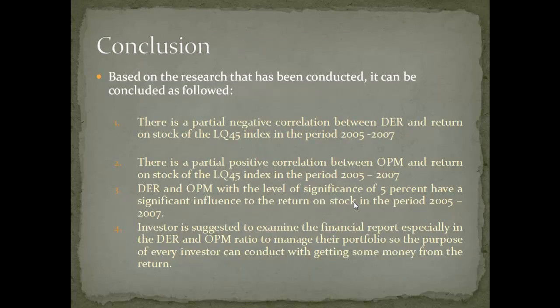The last is the conclusion. Based on the research that has been conducted, it can be concluded as follows. First, there is a partial negative correlation between DER and return on stock of the LQ45 index in the period 2005 until 2007. There is a partial positive correlation between OPM and return on stock of the LQ45 index in the period 2005 until 2007. DER and OPM, with the level of significance of 5%, have a significant influence on the return on stock in the period 2005 until 2007.